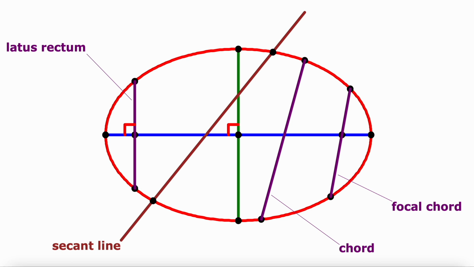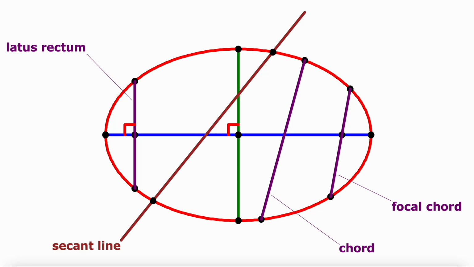A focal chord is a chord that passes through one of the foci of the ellipse. The two latus recta of the ellipse are special types of focal chords. An ellipse can have infinitely many focal chords. The latus rectum is a chord that passes through one of the foci and is perpendicular to the major axis. Because there are two foci, there are also two latus recta in total, one on the left side of the ellipse and one on the right side.